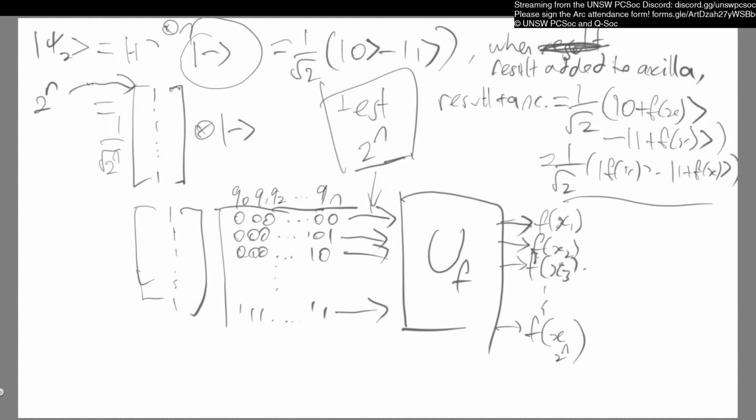Okay, that's great. This will happen 2 to the power of n times. Let's zoom in on this first scenario. What happens if this evaluates to 0? Then result plus ancilla will be, that's a jank way of writing it, but you know what it is. Result plus ancilla will be 1 over root 2, 0 state minus 1 state. So it's left unchanged.